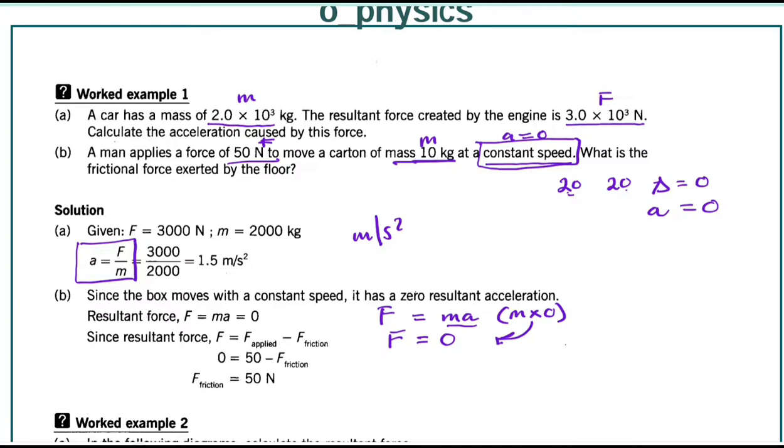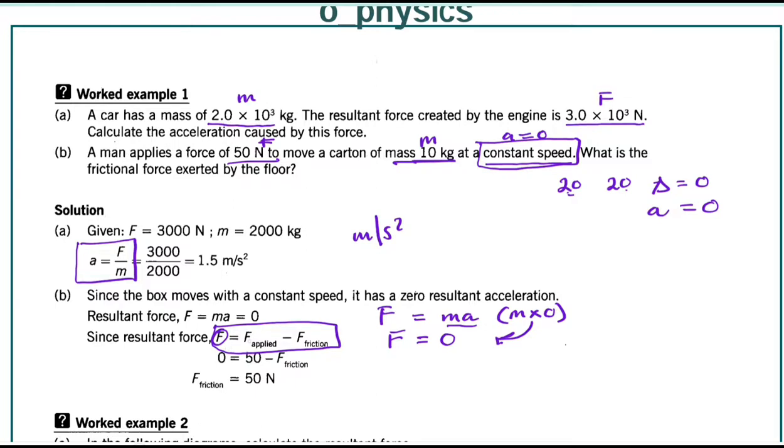So if the resultant force is equal to 0, we have an applied force, and where there is an applied force there is also a force that is against the movement. The force that is against the movement is called what? Friction. That's why here we say the force, our F, is equal to 0, and it is now equal to what?